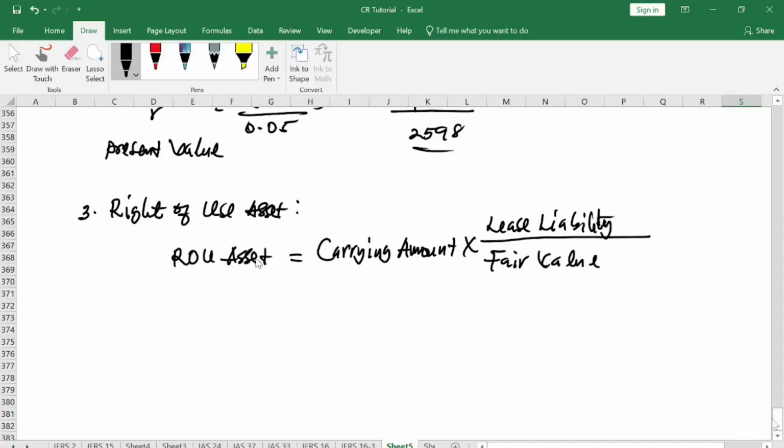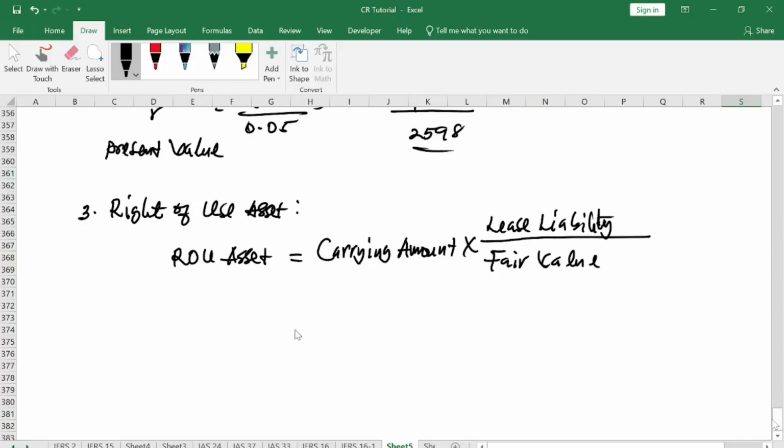The right of use of asset, this is the formula that you have to use. You pick the carrying amount that you've derecognized from your books after selling, and then you multiply and divide that by the fair value of the asset, how much the asset could be sold in the market. That will give you your right of use of asset. This is the formula for determining that.